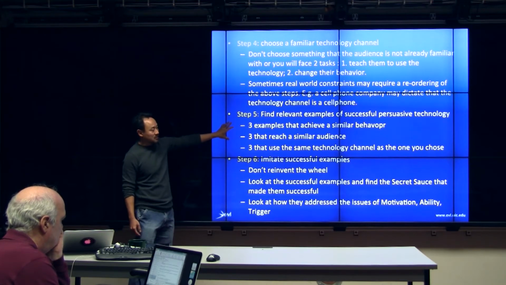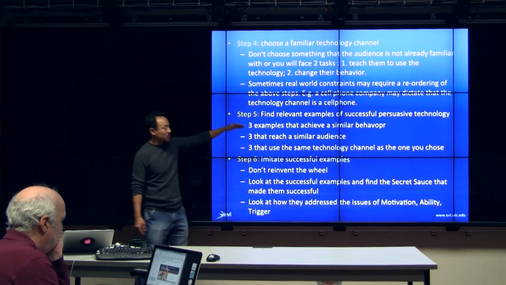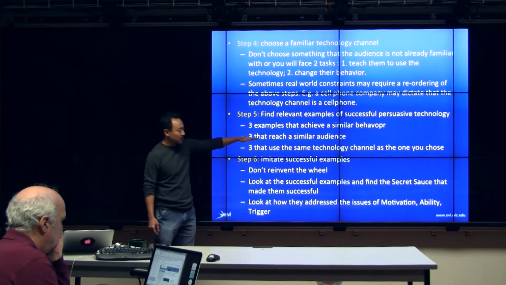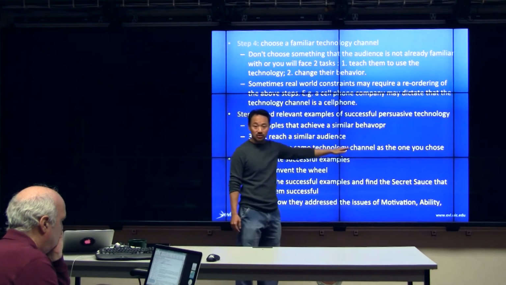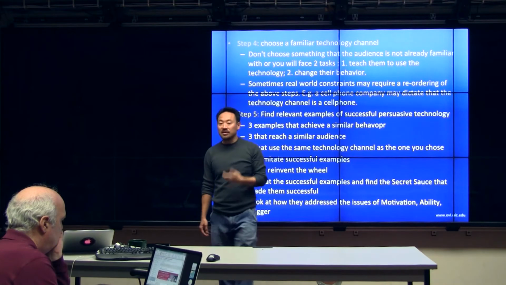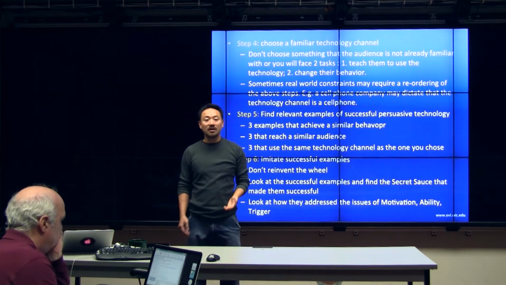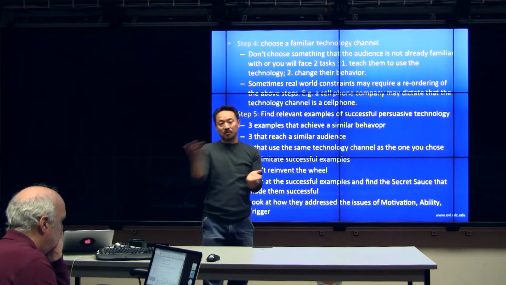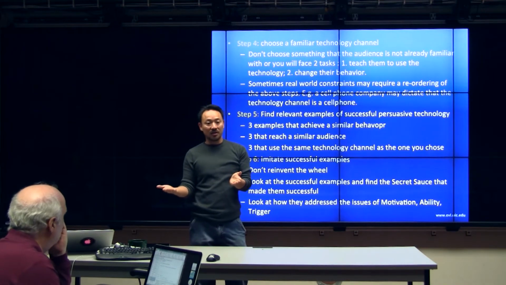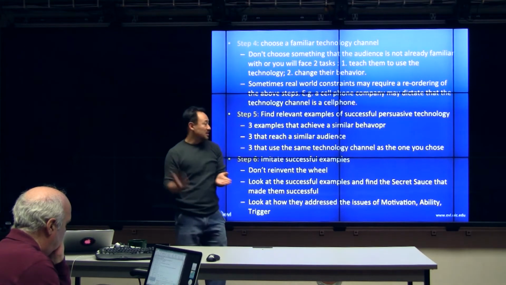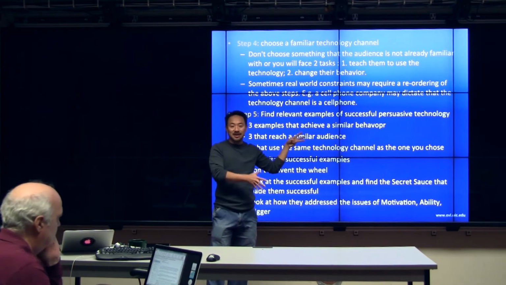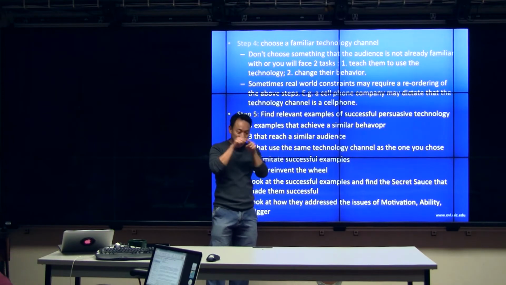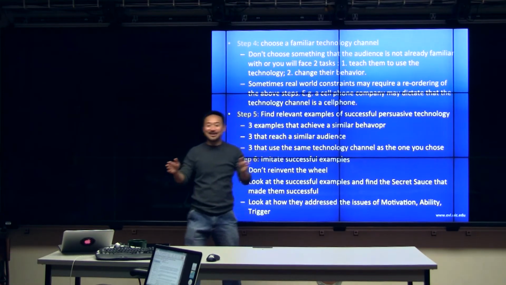Find relevant examples of successful persuasive technologies. Look for 3 examples that achieve similar behavior. Look for 3 that reach a similar audience. And look for 3 that use the same technology channel as the one you chose. Right. The goal is, don't make the same mistakes people have already made. Okay? So that's the purpose, essentially, of the second book I listed in the reading list. Right? The one on mobile technologies. Those are examples of things people have tried and failed or succeeded in doing. Some of it is really dated, I agree. Right? This is like cell phones before they had touchscreens. Like, oh my God, when was that? Right?